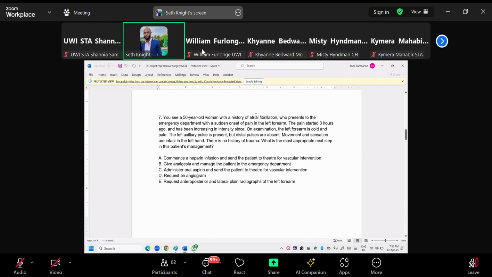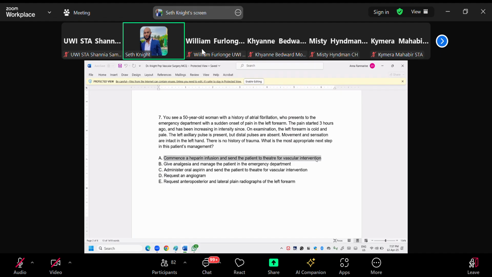And number 7. This is a 50-year-old woman with a history of AFib presenting to the ED with sudden onset of pain in the left forearm. Pain started 3 hours ago, increasing in intensity. The left forearm is cold, pale, the left axillary pulse is present, but her distal pulses are absent. Movement and sensation are intact in the left hand, no history of trauma. So this is acute upper limb ischemia. Whether it is acute upper limb or acute lower limb ischemia, the treatment is the same. You are going to start a heparin infusion, and in this case, you're going to send the patient to theater for vascular intervention because this is likely in the setting of embolic phenomena.